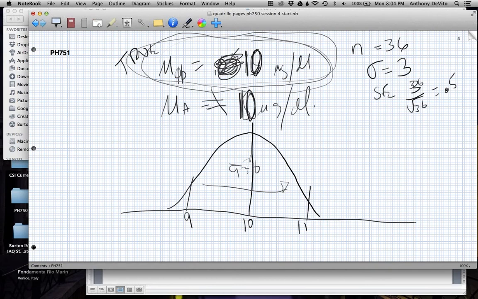So that means that if I go and sample this other population, which I'm saying is my alternative population, which maybe is not the true population, maybe this is a true population, and take a sample of 36, how high a number would I have to get for that average in order for me to say with less than 5% chance of being wrong that it's not 10, it's different than 10? I would have to be above 11 or below 9, right?